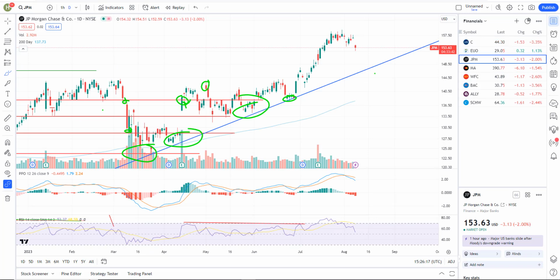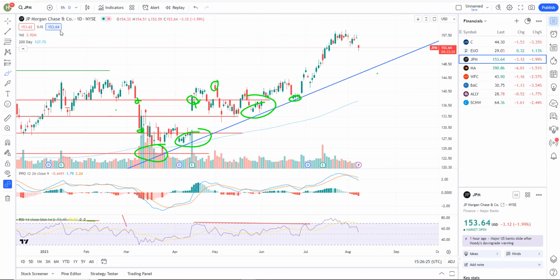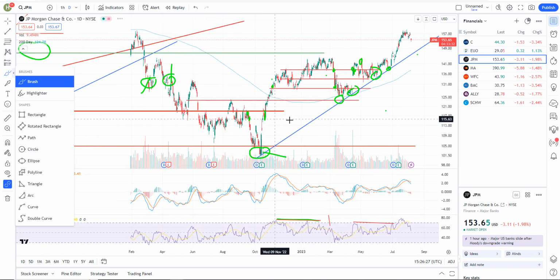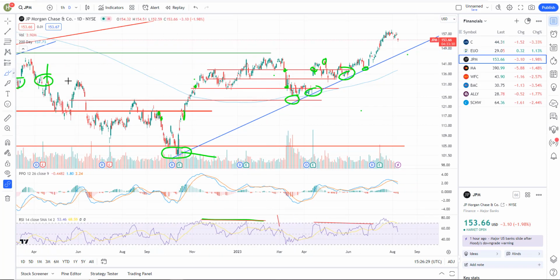Okay, so let's look at the banks. Banks are getting sold into today. There was a downgrade on the bank sector. So I'm looking at JP Morgan because, again, this is kind of the leader. I don't see any real signs of any real trend change.